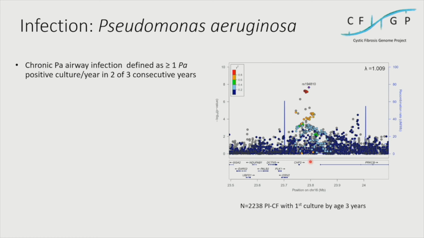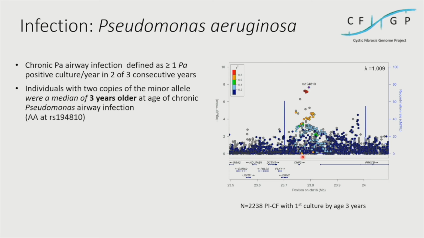This is zooming in on the region where we've found association. You can see there's a very nice signal here, at almost 10 to the minus 8, right on top of this CHP2 gene. In fact, 2 copies of the minor allele of this variant have a 3-year difference in age of chronic Pseudomonas. So whatever this region is doing, or potentially this gene, is quite interesting.